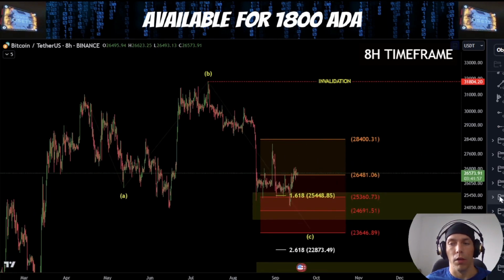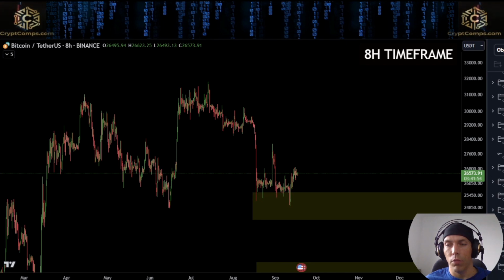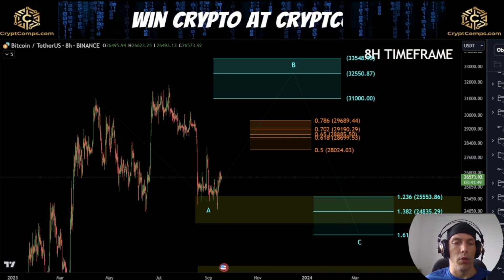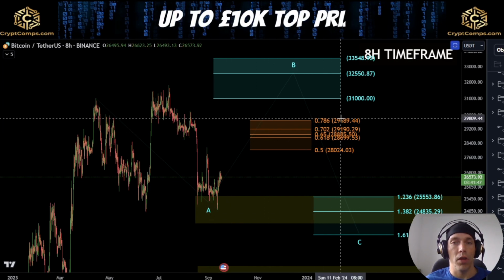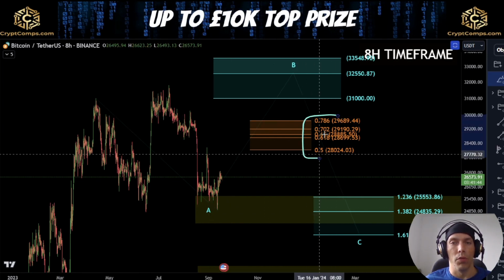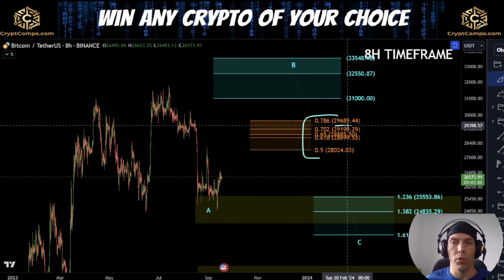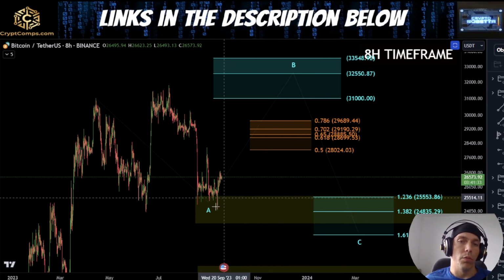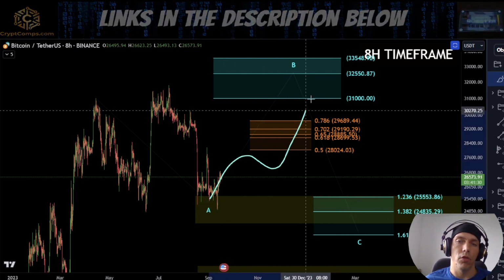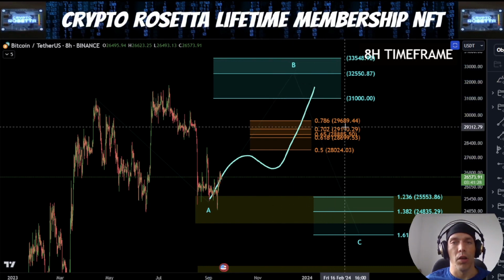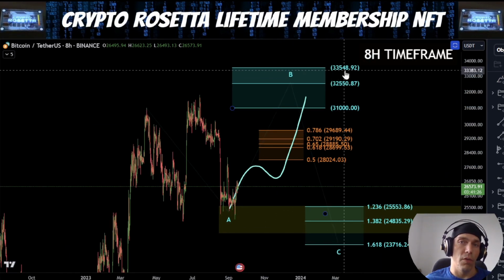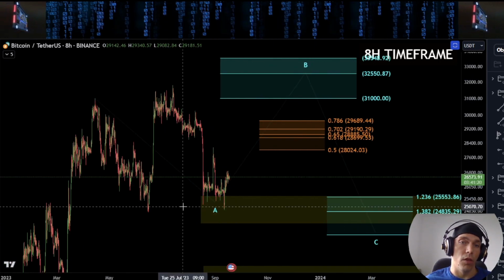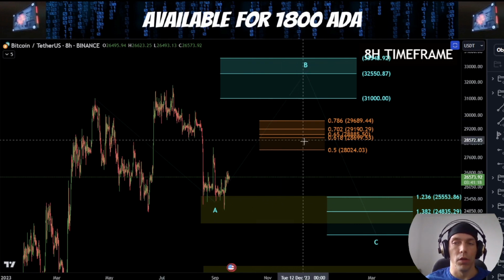There's two ways that I'm looking at this. Within the more complex idea, we could be looking for something along these lines, where we're looking to form a bigger corrective structure. There are two areas of interest here. This would be the orange box of this 50% to the 786, which would be between 29,689 and 28,024. It is also possible that if we start to see a bigger corrective structure, we could see an overshooting B wave into this higher blue box area, in which case 33,548 to this 31K is going to be a zone I'm going to be watching out for if we continue to see this level hold and start to see price looking to push to the upside.